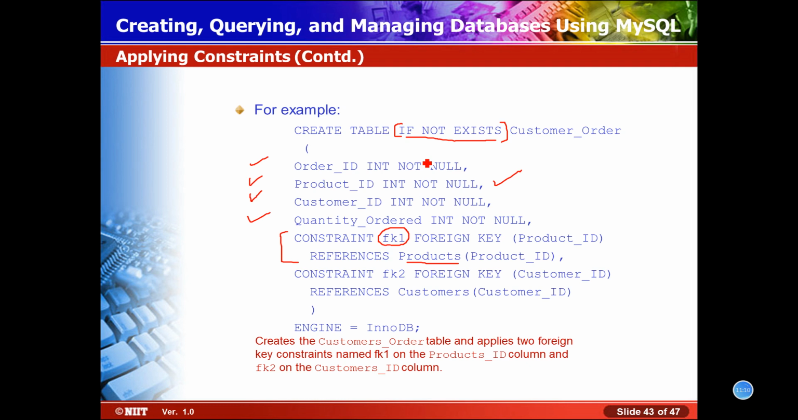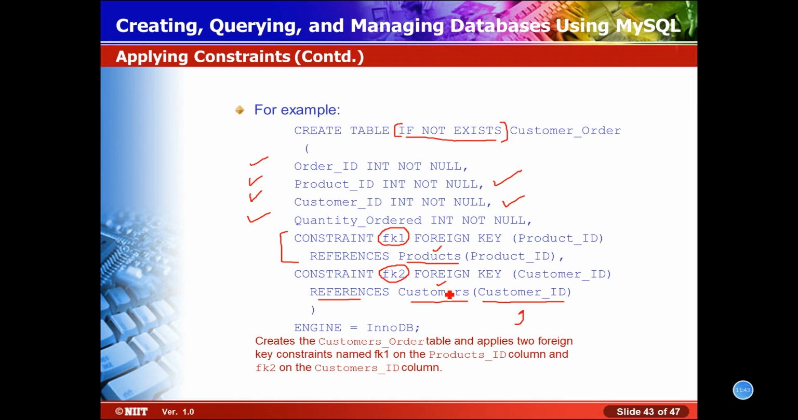Do you understand that? So here I can have another foreign key, fk2. What is that? Customer ID. Okay, and which table does it reference? It references the customer table. Which column? Customer ID. So these are my two foreign keys, and they are referencing these two tables, the product table and the customer table, and these are the primary keys in those tables. Okay, I hope you have understood this.